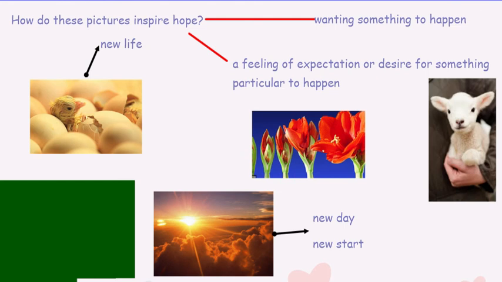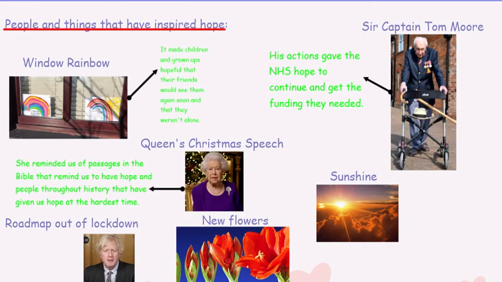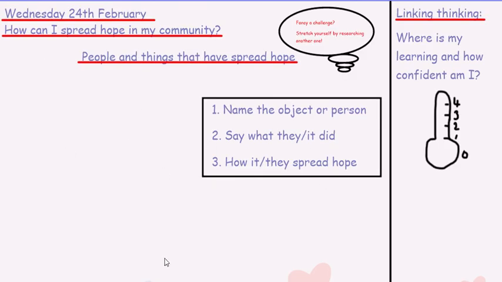If you're wanting to look at a baby chick inspiring hope for a new life and sunshine inspiring hope for a new day and a new start, then pause the video now, make a note of these, and put those onto your page. But I know most of you will be focusing on these pictures here. So I'm going to take the example of the window rainbow. Okay, so I'm going to copy the picture. Obviously you can draw pictures, or if you've got a printer at home you can print pictures out. So you can lay it out however you want to.